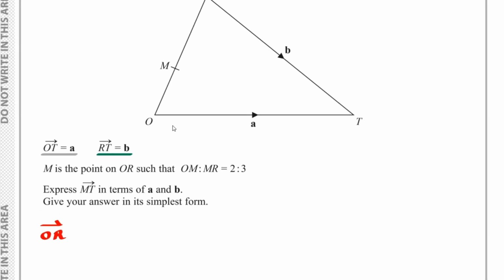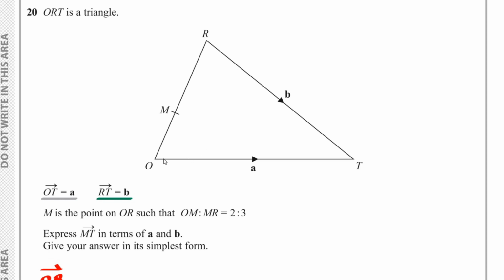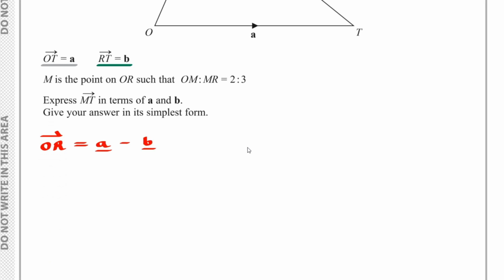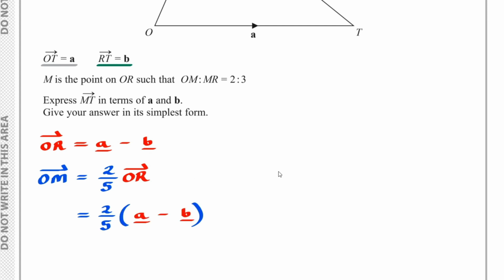So the vector OR, I'm starting at O, I want to finish at R. So I can go O to T, and then from T to R. So that's equal to A subtract B. Now that I know what OR is, I can find out what OM is. Using this ratio, that's equal to 2/5 of OR. Now I know what OR is, that's A subtract B. So OM is equal to 2/5 multiplied by A subtract B.